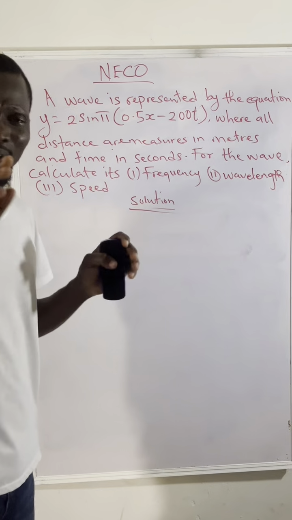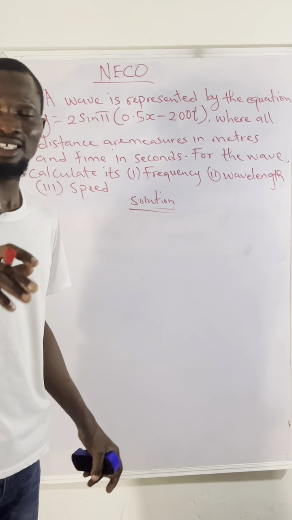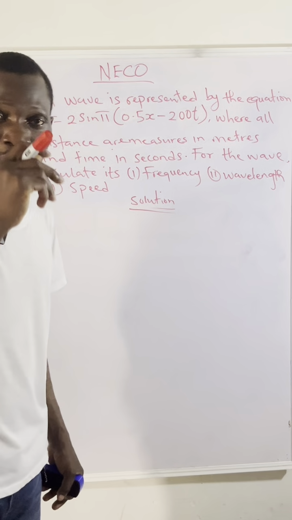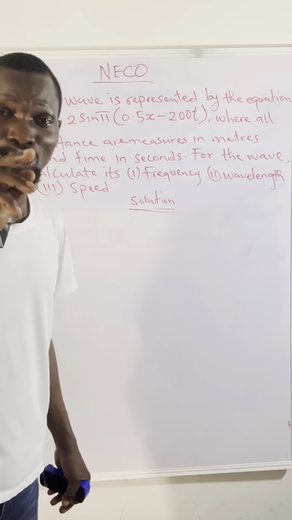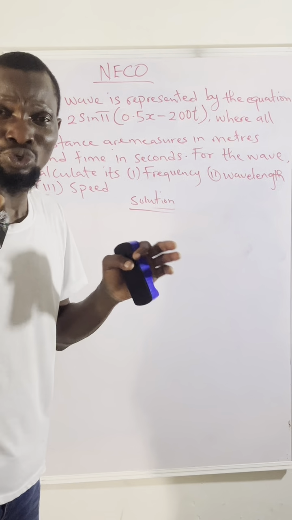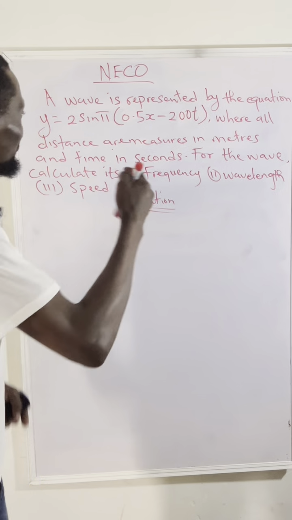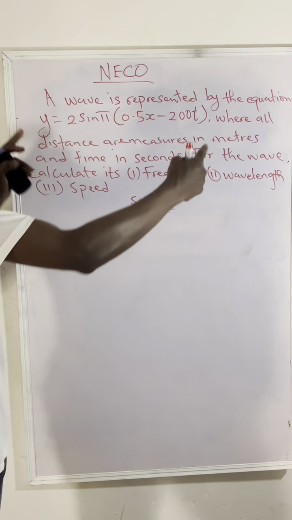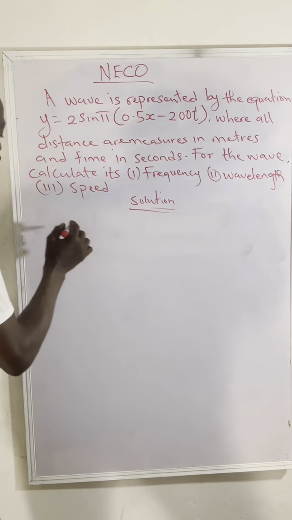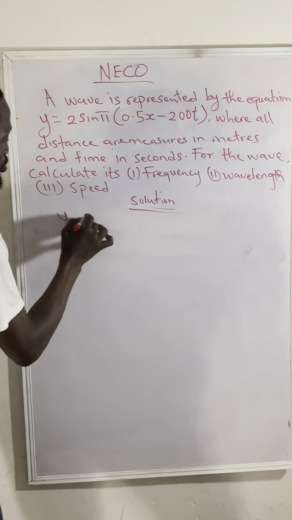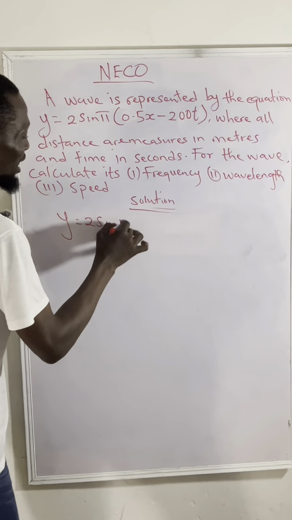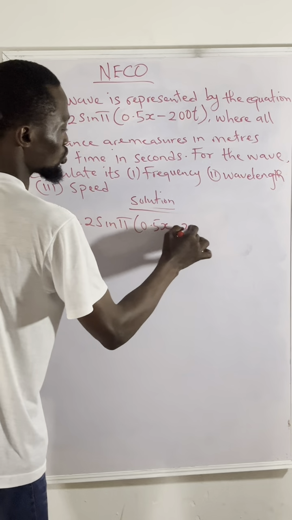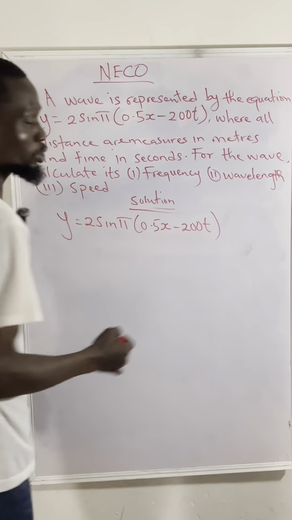Now, the only thing you need to solve this problem is knowing the general equation of a progressive wave. Once you know it, all you need to do is compare. We're going to bring out the equation given in the question and write it down: y = 2 sin π(0.5x − 200t).